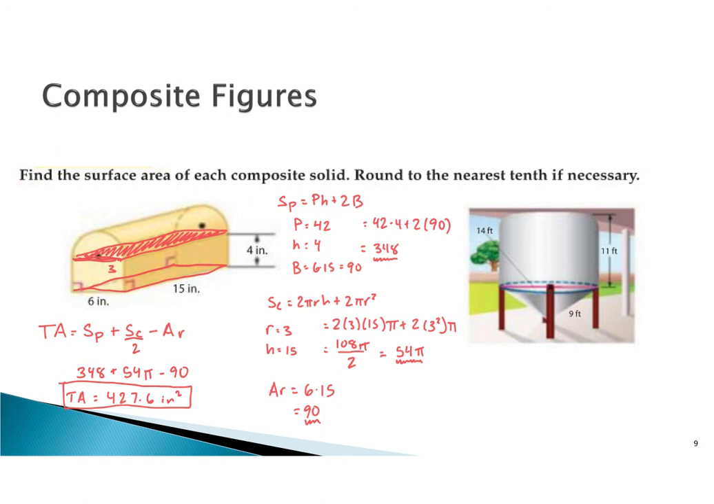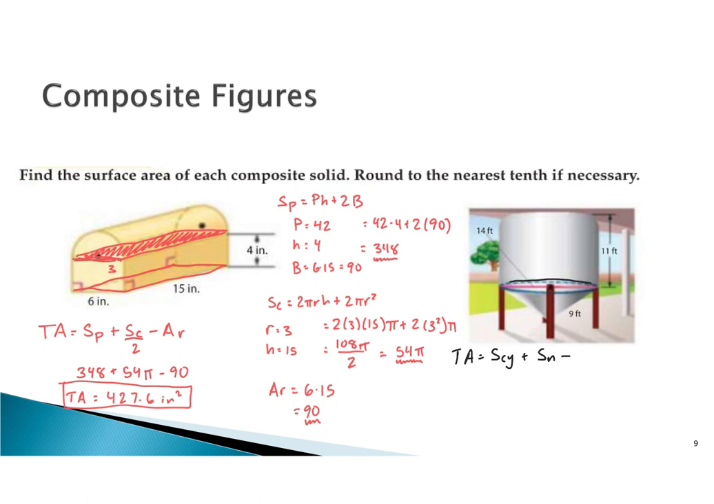Now, in this one, we have a cylinder on top and then a cone. So at least I know my total area is going to be the surface area of the cylinder plus the surface area of the cone. I'm going to use N right there for cone. Now I've got to subtract my overlap, but let's pay attention to the picture before we do anything.